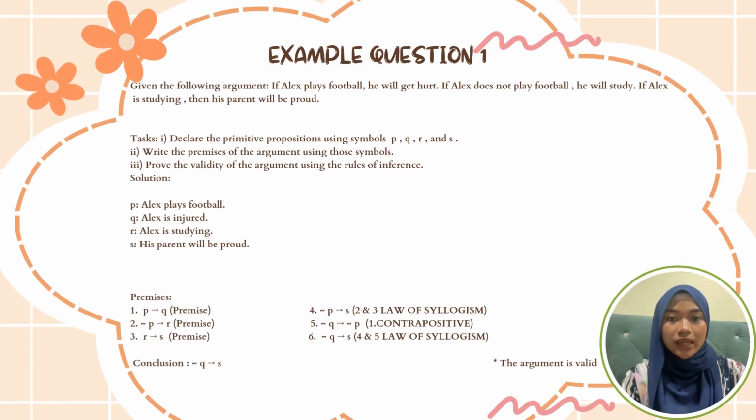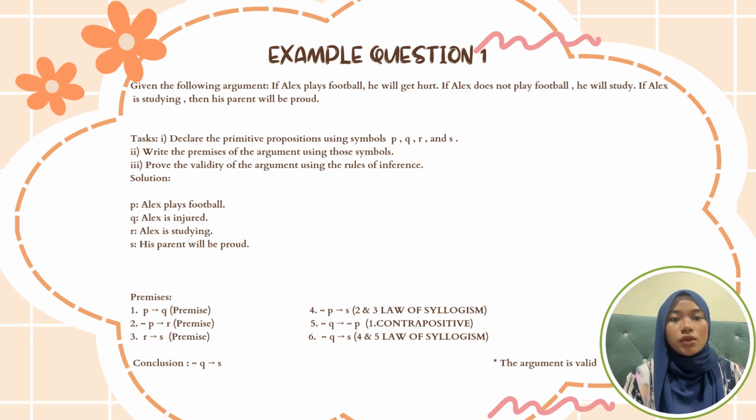So I will explain the first question. The question is, given the following argument: if Alex plays football, he will get hurt. If Alex does not play football, he will study. If Alex is studying, then his parent will be proud. Task one is to declare the primitive propositions using symbols P, Q, R, and S. The second is to write the premises of the argument using those symbols. The third is to prove the validity of the argument using the rules of inference.